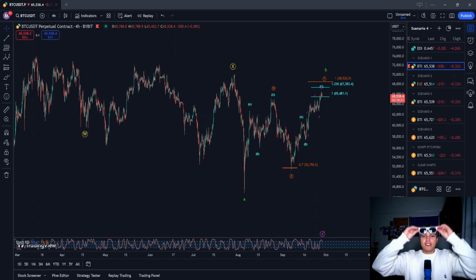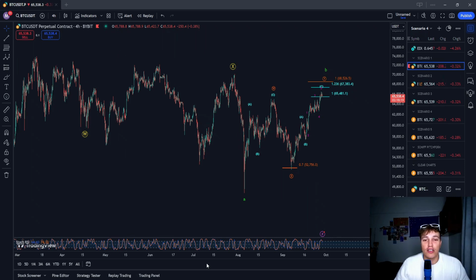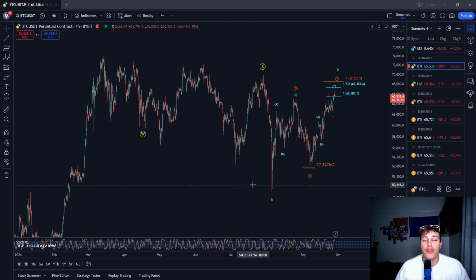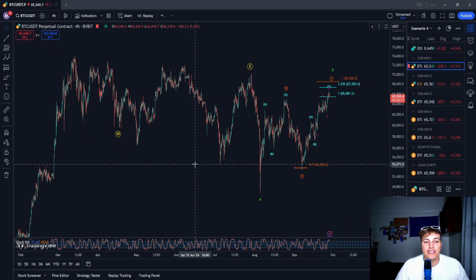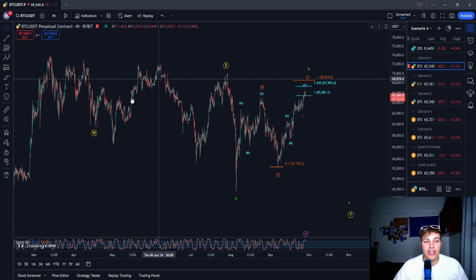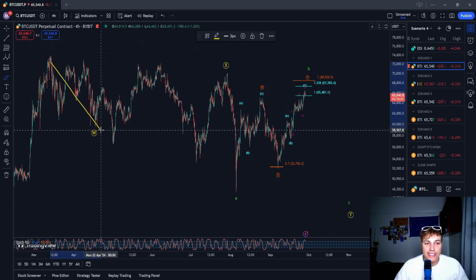Okay, enough with the nonsense. Let's get into the charts. Today I'm going to be talking about 3 scenarios on the charts and then doing trade possibilities at the end like usual. So starting on the 4-hourly time frame, we are still in this corrective structure, this WXY.